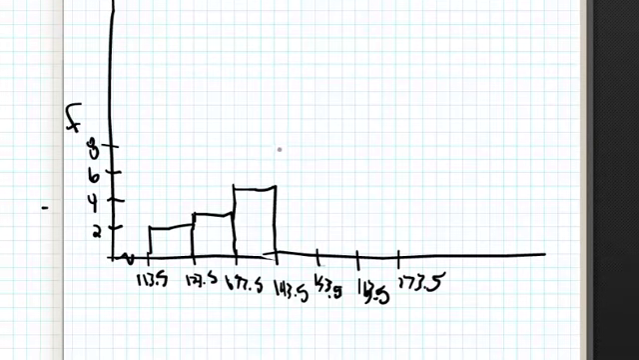2, 3, 5, and then it was 8, wasn't it? So 8. There's that guy right there. And then there was 6. And then there was 4.